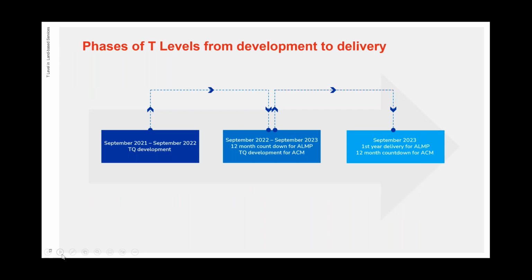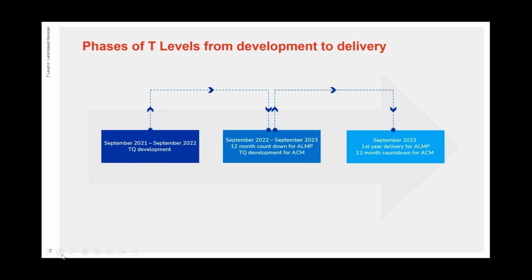Now this is our delivery and development phases for our T-level. We are currently in the middle box of those three, between September 22 and 23. We have embarked now on the 12-month countdown for ALMP. So I have started a series of introductory network events, and this is the first webinar in the 12-month countdown series for ALMP, towards supporting centres to start delivering that qualification in 2023.